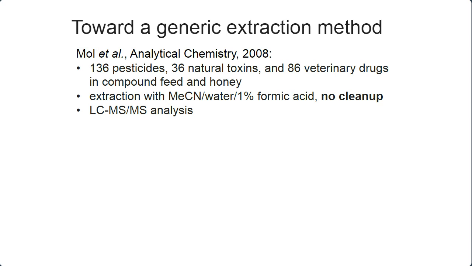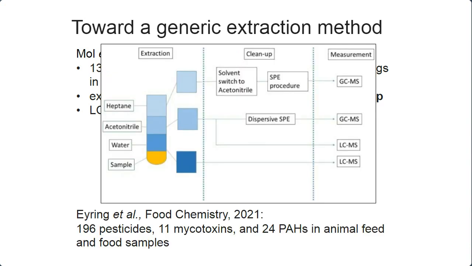Quite recently, another research group from Denmark, also in collaboration with the research group from the Netherlands, published a study in Food Chemistry where they also attempted to get as many contaminants of different classes from one sample with one extraction technique. So they looked into pesticides, mycotoxins, and PAHs. And you can see the protocol they used. They used heptane, which is a relatively non-polar solvent, acetonitrile, a mid-polarity solvent, and water to extract a sample.